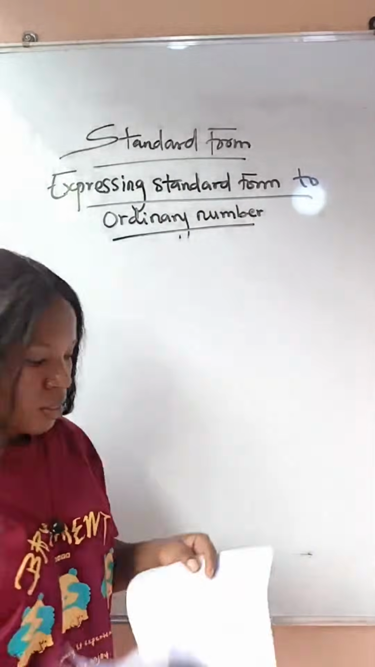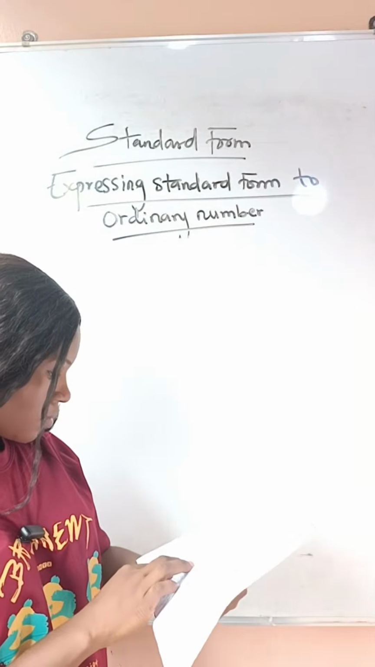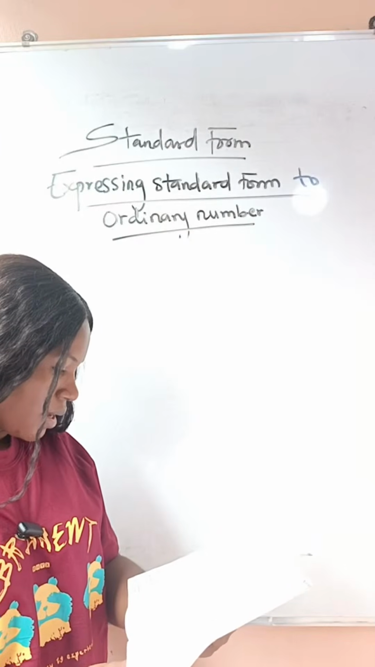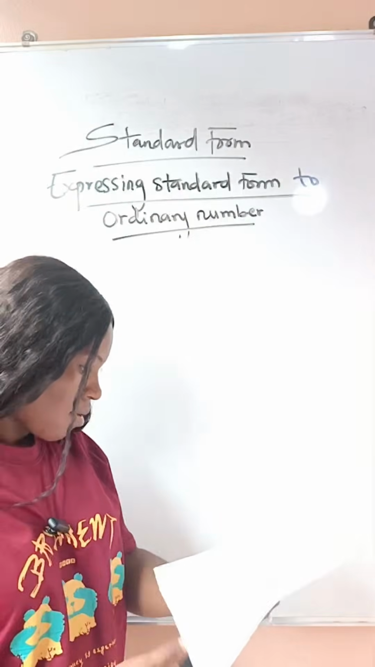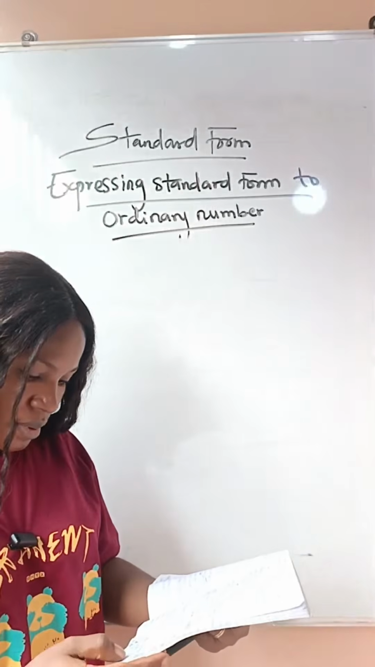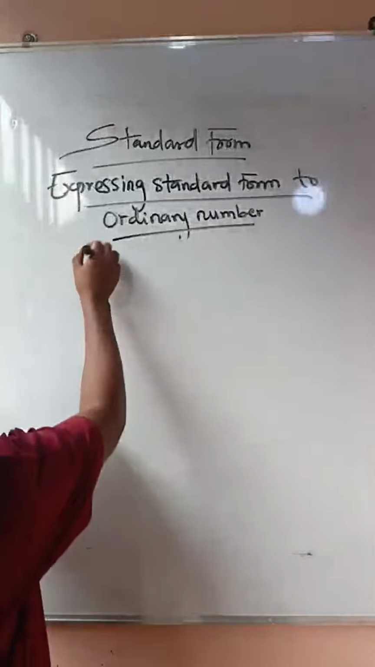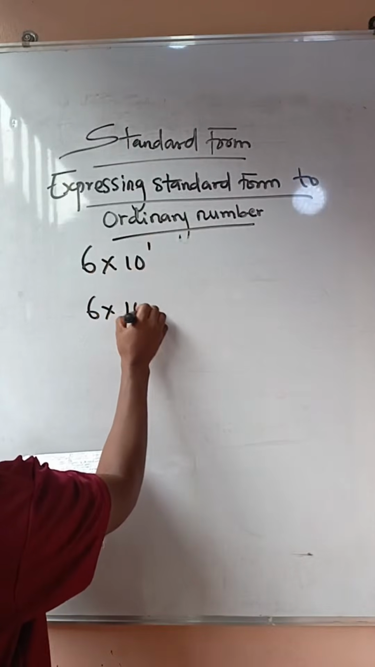Okay, now let's look at some examples. Express the following in ordinary number. So this is what I'm supposed to write. 6 times 10 to the power of 1. 6 times 10 to the power of 2.